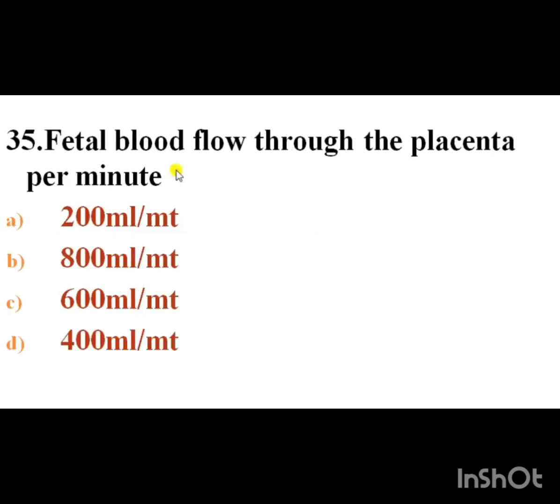Next question. Fetal blood flow through the placenta per minute. Options: A. 200 ml per minute, B. 800 ml per minute, C. 600 ml per minute, D. 400 ml per minute. Answer is D, 400 ml per minute. That is, the fetal-placental blood flow is about 400 ml per minute.